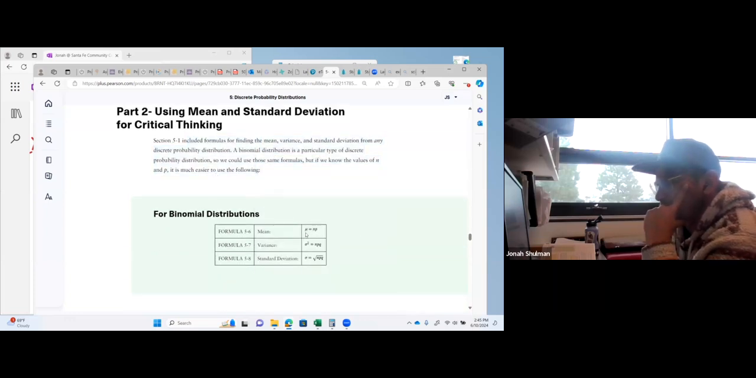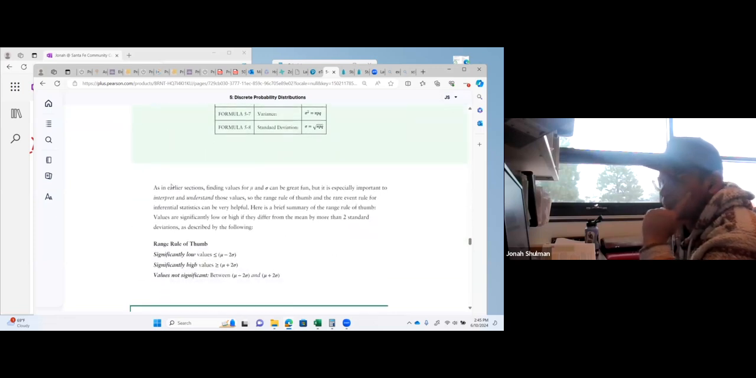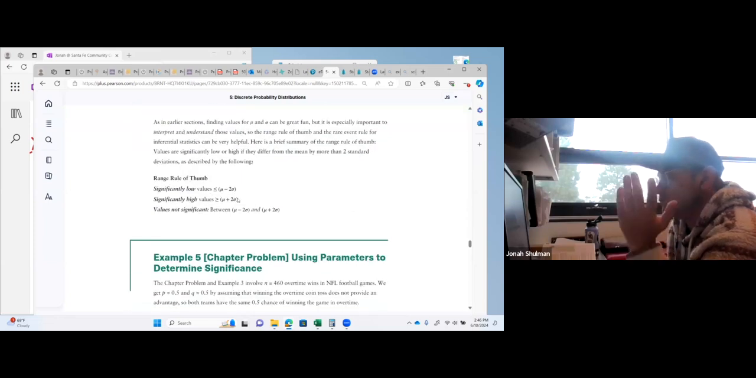All right, so the mean is the n number of terms times the probability of it happening. The variance is n times it happening times it not happening. And the standard deviation is the square root of how many terms times it happening times it not happening. That's cool. As in earlier sections, this mean and standard deviation can be great fun. I don't know about how fun it is, but here's a brief summary on the rule of thumb. So as long as we are 2 standard deviations away from the mean, lower, it's significantly low. 2 standard deviations above, it's high. And then not significant ones are in the middle.